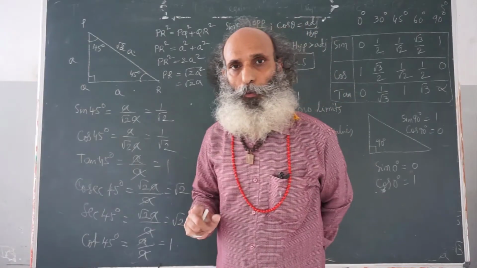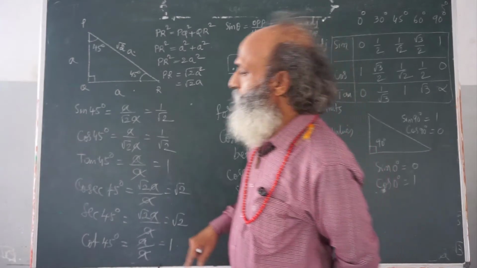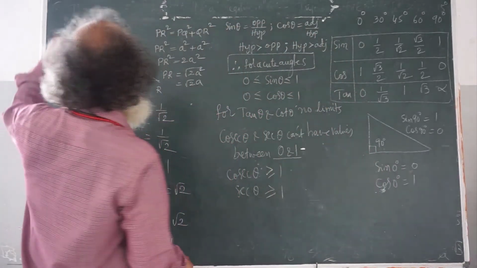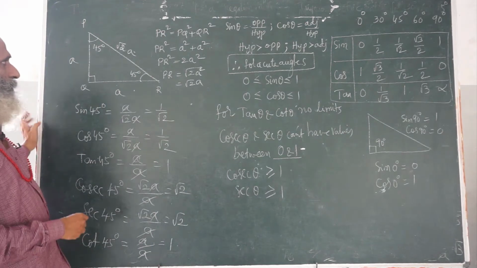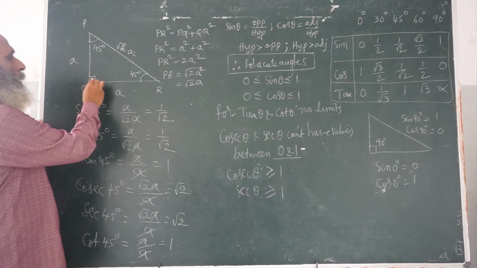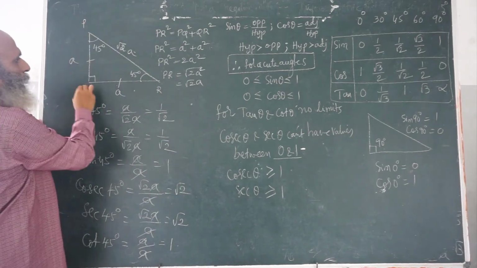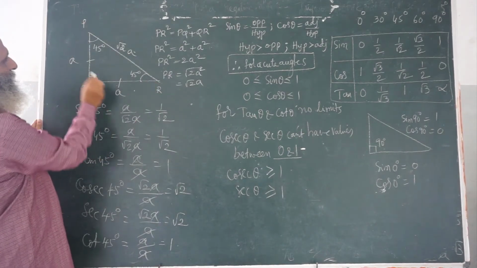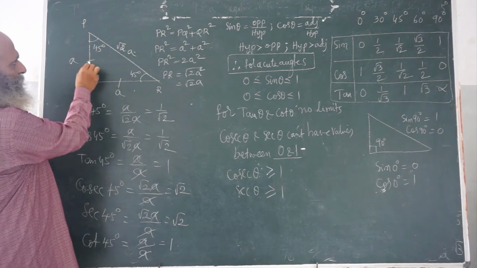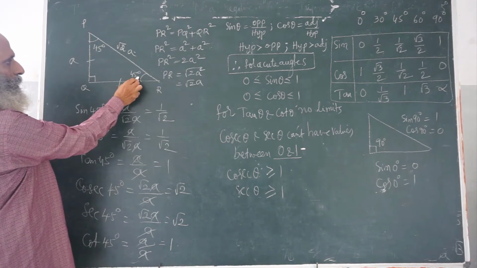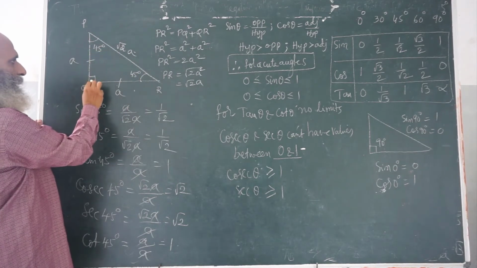So, now trigonometric ratios for 45 degrees. Let us consider a right angled isosceles triangle. It is a right triangle, also an isosceles triangle. Two sides, this side and this side are equal, PQR. This side is A, this side is A. This angle is 90. Because these two sides are equal, these two angles are equal. Therefore, each angle must be 45. So, we have 45 degrees, 90 degrees, 45 degrees.